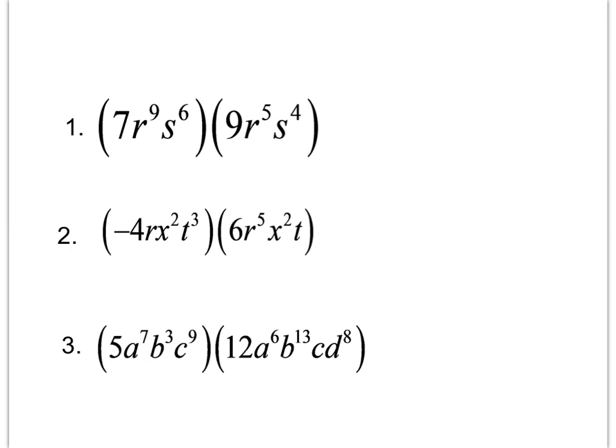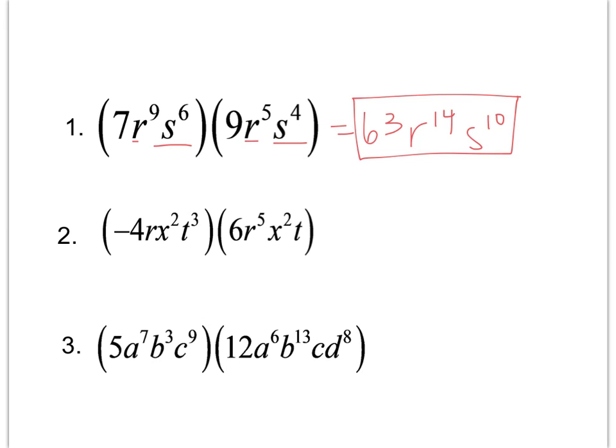All right, let's take a look at these 3 examples. So number 1, I'm going to multiply 7 and 9 and get 63. R to the 9th and R to the 5th give me R to the 14th. And S to the 6th and S to the 4th give me S to the 10th.